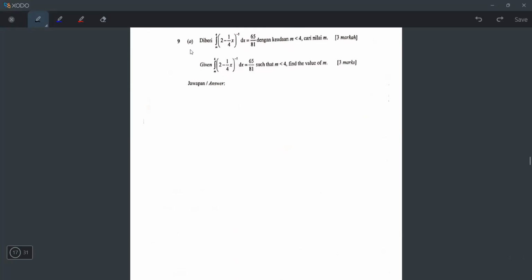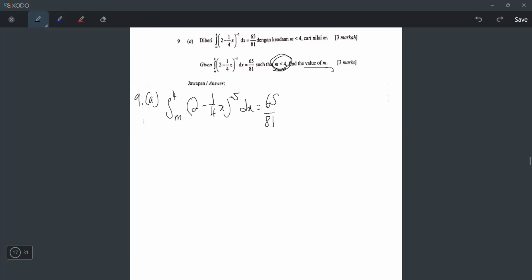Let's move on. Number 9, question A. Integrate 4m(2 minus 1 over 4x) to the power negative 5 dx equals 65 over 81, such that m is smaller than 4. I'm sure this is very important later on. Then find the value of m.